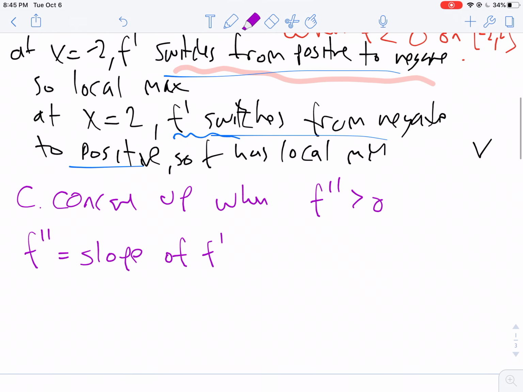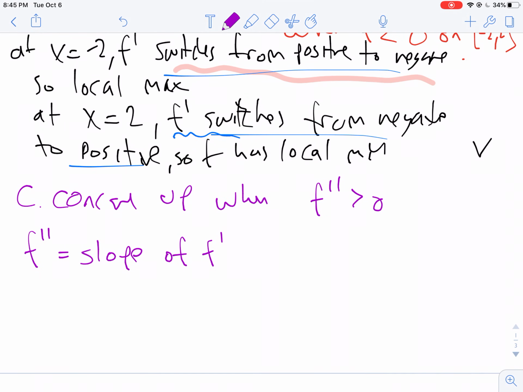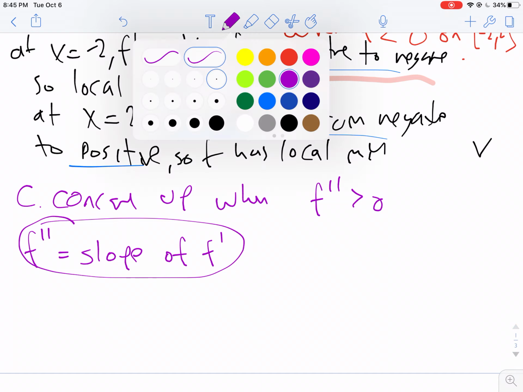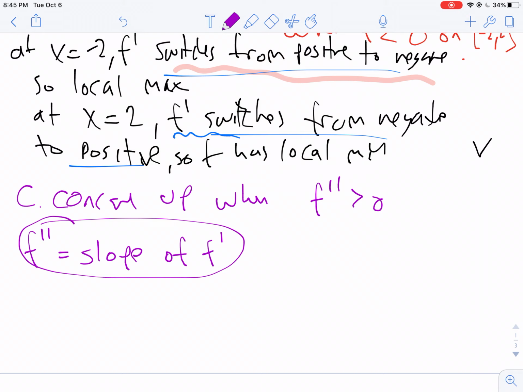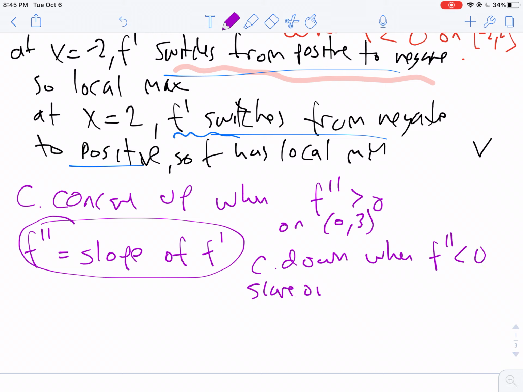So this is the key. F double prime being the slope of f prime, write this down every time. That's going to remind you what to do, and that's going to earn you credit on the AP test. So you're concave up when f double prime is positive, so when the slope of f prime is positive. That happens on the interval from 0 to 3. You are concave down when your f double prime is negative. So that's when the slope of my f prime is negative.